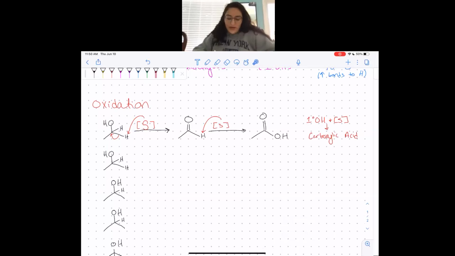So if it's a primary, you take away one hydrogen, you turn it into an aldehyde, right? And then you have another hydrogen. So you take it away, and you can't go any more than a double bond. So you can't turn this into a triple bond. So the only other way to oxidize this is to turn it into a carboxylic acid and replace the hydrogen with an OH. Does that make a little bit of sense? Okay, cool.